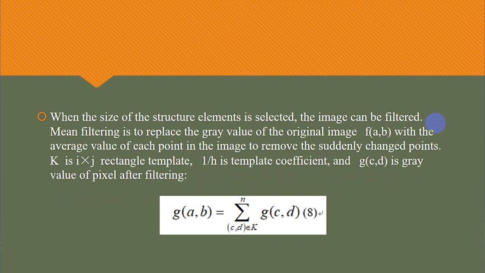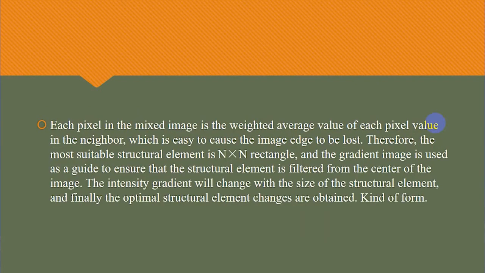Mean filtering is to replace the gray value of the original image F(x, y) with the average value of each point in the image to remove the suddenly changed points. K is an M by N rectangle template, with template coefficient, and G(x, y) is the gray value of the pixel after filtering. Each pixel in the mixed image is the weighted average value of each pixel value in the neighborhood, which is easy to cause the image edge to be lost.